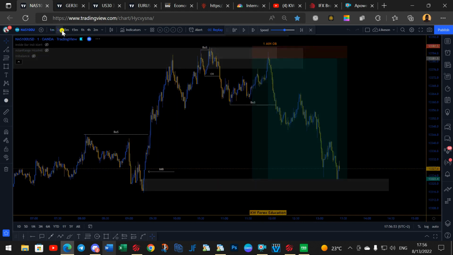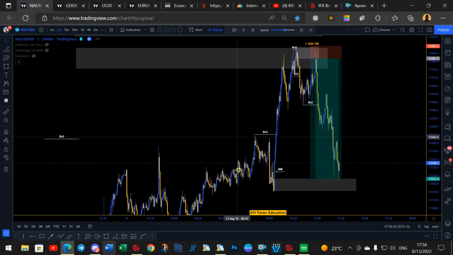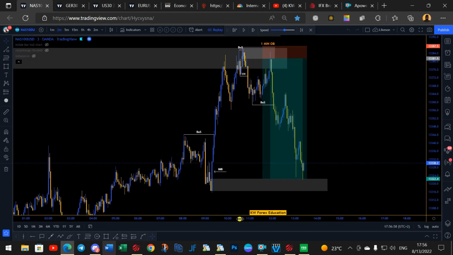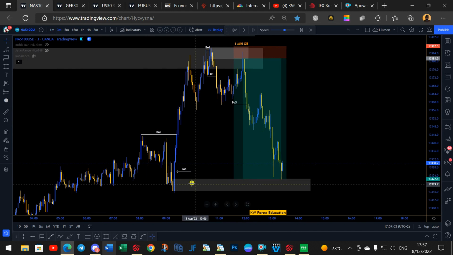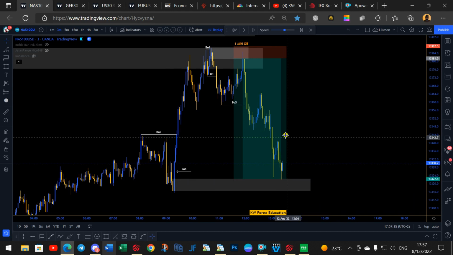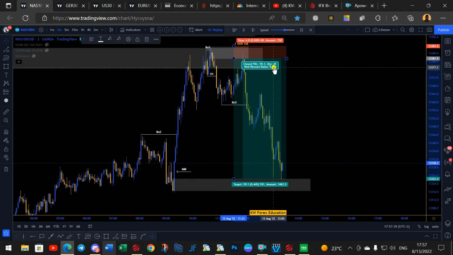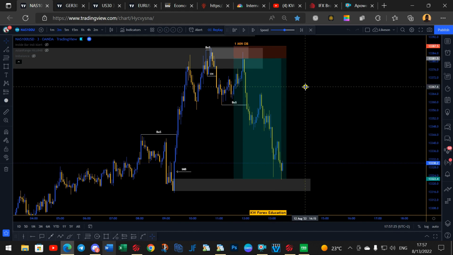If you go on 3 minutes, we are seeing this imbalance there. You also have that mitigation in this order block, right? So our TP has been hit. Close profit. This is a trade of 9.8, which is almost a 10 risk to reward ratio. This 9.8 risk to reward ratio is good profit, right?